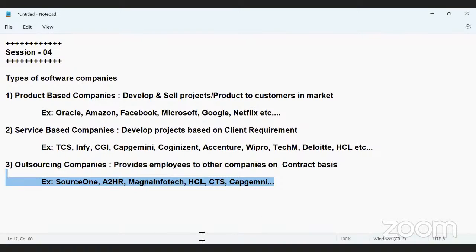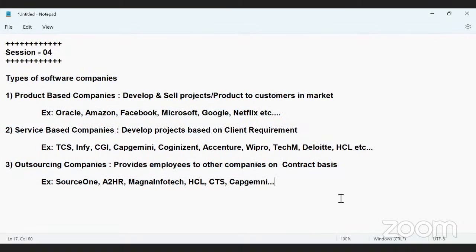So when you are selected for CTS, you will get the salary from CTS. CTS will be your parent company, but you may be working for Oracle. Oracle is your client company. CTS is your parent company, Cognizant. You are selected for Cognizant. Cognizant will sell you to Oracle for 6 months. You will get the salary from CTS. CTS will get the salary from Oracle. So like this, outsourcing business is also available in the market.